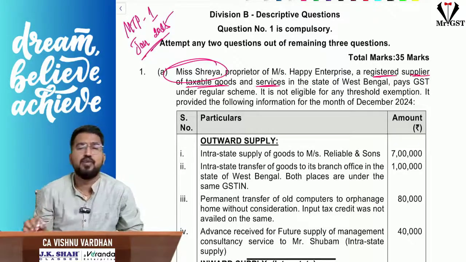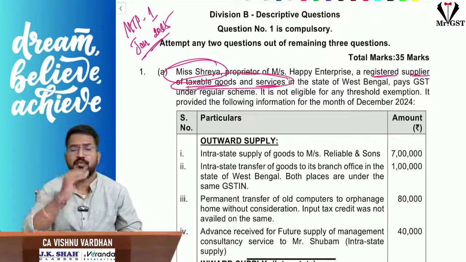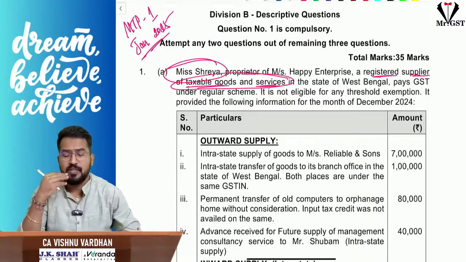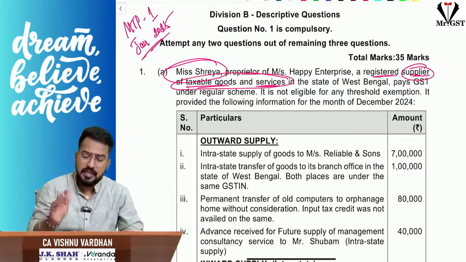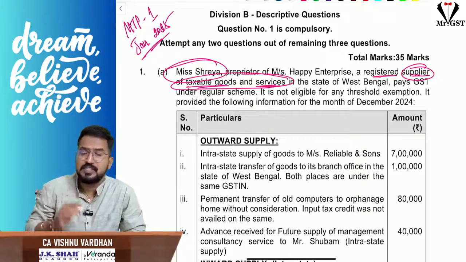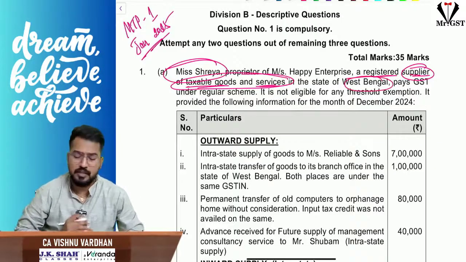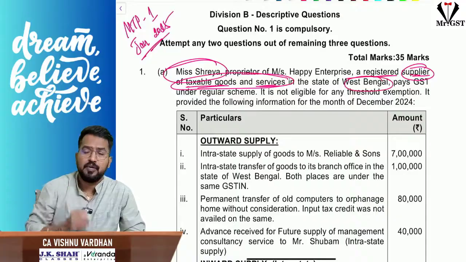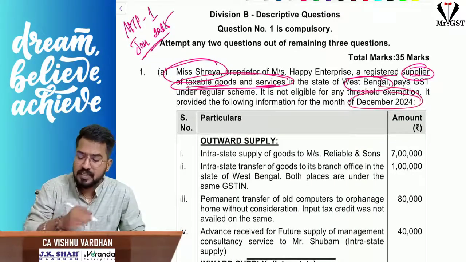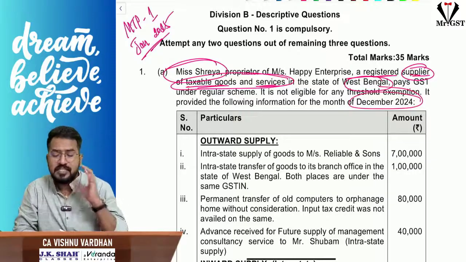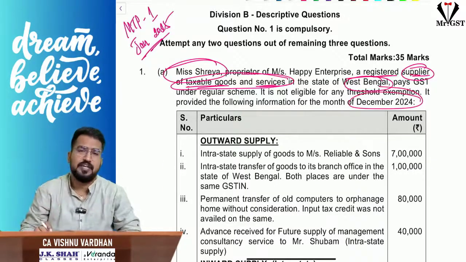The next important thing you have to identify is the nature of business, what they are doing. She is a registered supplier of taxable goods and services, so she is trading. Another important thing is the state. She belongs to West Bengal. And another important aspect is which particular tax period the question is related to. Here it is December 2024. These are the basic things which you should identify.